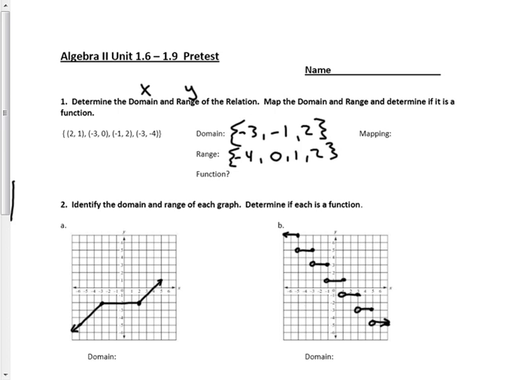Question is the function, does each x value only go to one y value? Is there a repeat in the x's? And the answer is there is a repeat, so it's not a function.